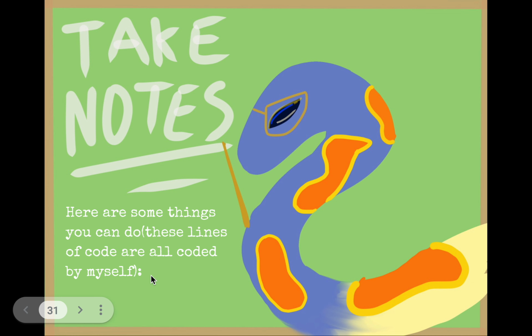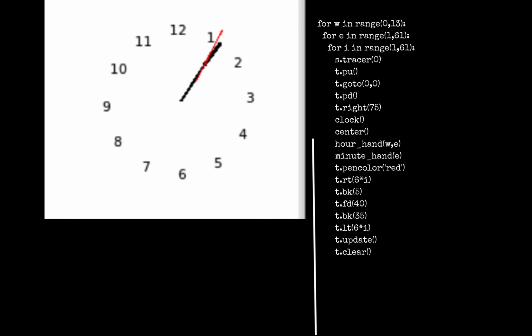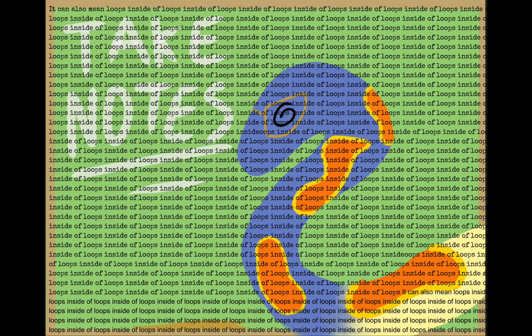Here are some things that you can do with nested loops. Not only can they be used for repeating lines, but you can also take advantage of the variables. So here are some things that you can do. The US flag, animated clock. But at the end of the day, nested loops are just loops inside of loops inside of loops.